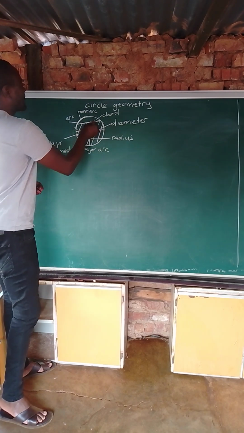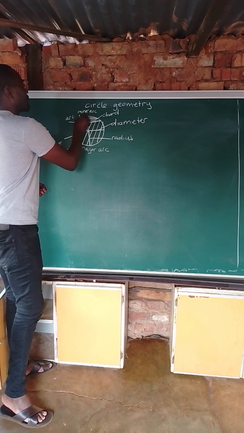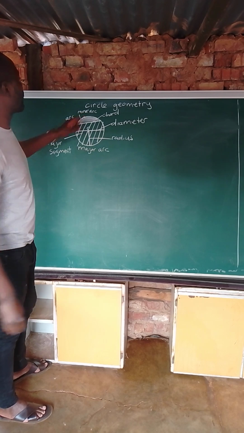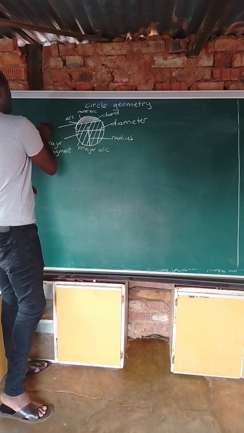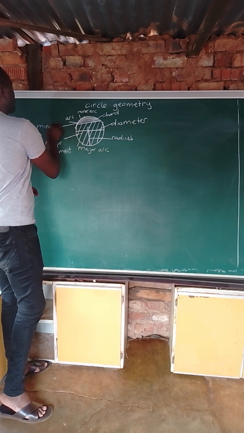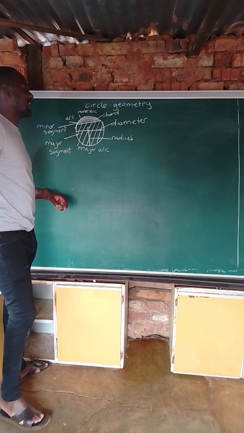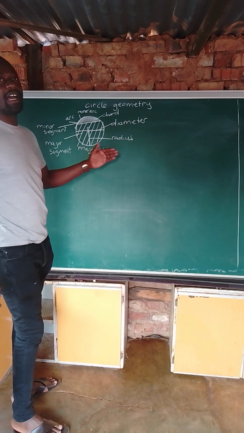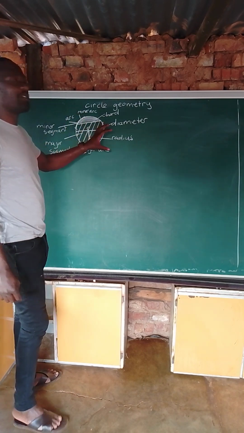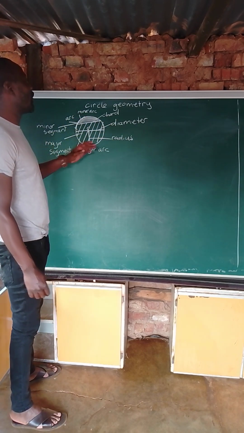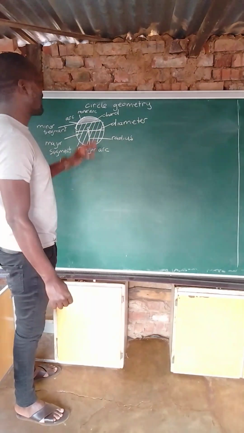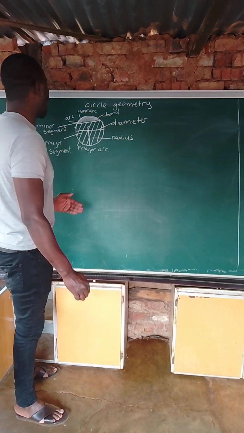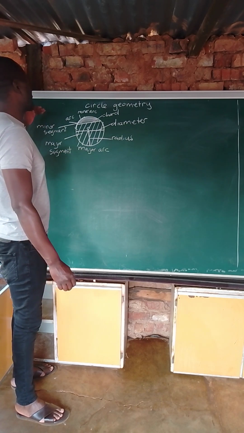So, this part which we are left with, I'm trying to shade it, we call it a minor segment. What you need to know when you are doing circle geometry is to be familiar with the circle. You have to know what a chord is, what a diameter is, what a radius is, what an arc is, what a major segment is, and what a minor segment is.